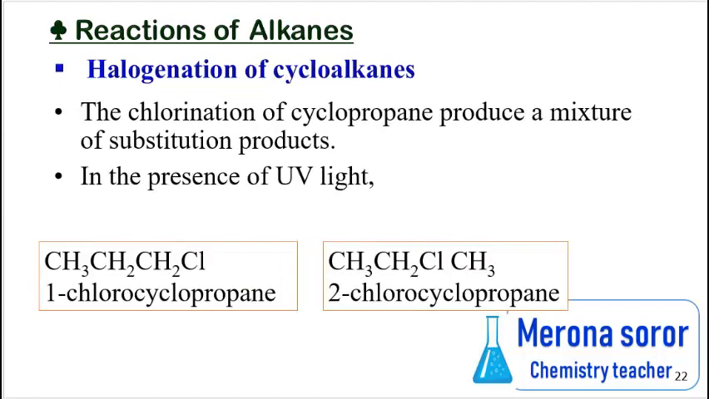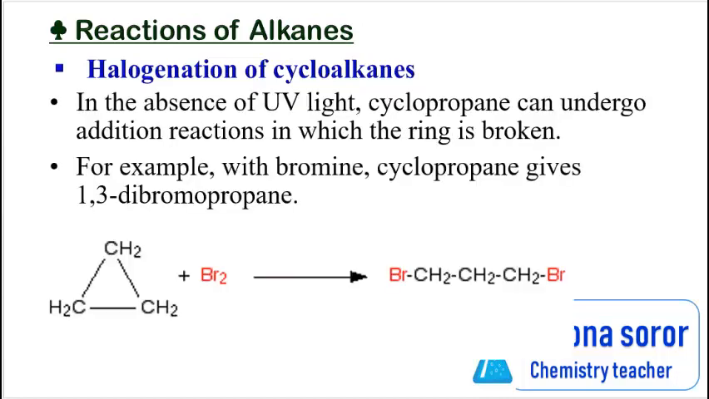Halogenation of cycloalkane. The chlorination of cyclopropane produces a mixture of substitution products. In the presence of UV light, it can give 1-chlorocyclopropane and 2-chlorocyclopropane. In the absence of UV light, cyclopropane can undergo an addition reaction in which the ring is broken.